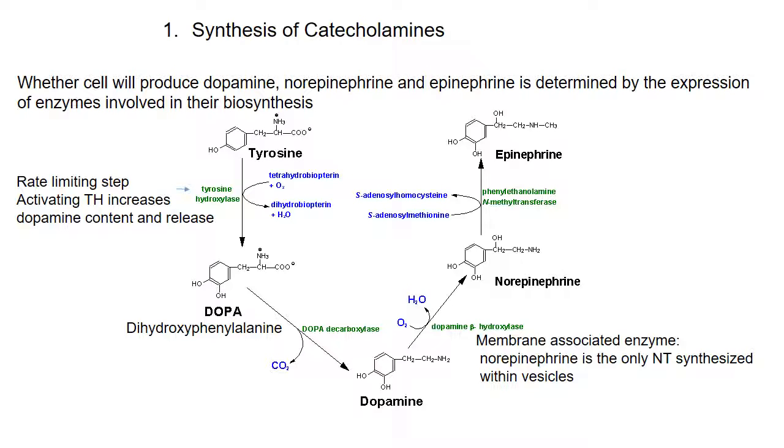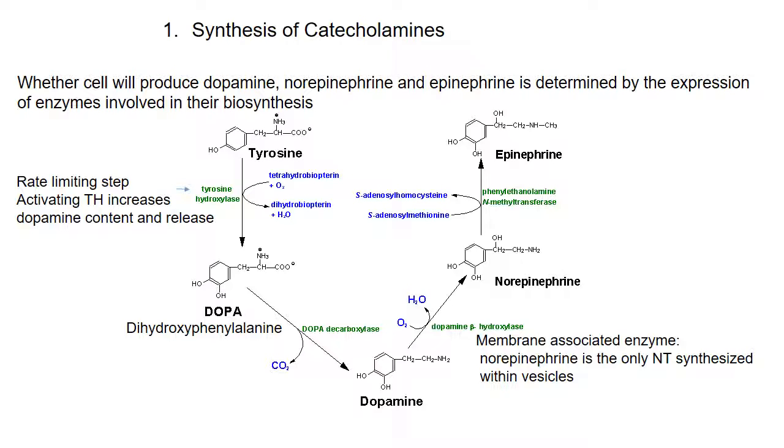On the other hand, in norepinephrinergic neurons, you're going to have one additional enzyme called dopamine beta hydroxylase, which is going to add one hydroxy group to dopamine to make norepinephrine, or noradrenaline. One very interesting characteristic of dopamine beta hydroxylase is that it is a membrane-associated enzyme, and it's actually the only membrane-associated enzyme in this whole neurotransmitter synthesis. What this means is that norepinephrine is the only neurotransmitter synthesized within vesicles. So dopamine goes into the vesicles where norepinephrine is made.